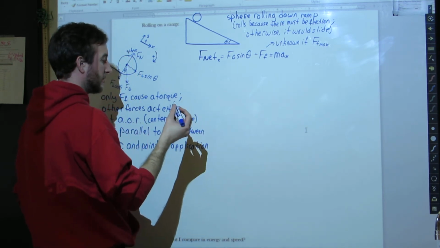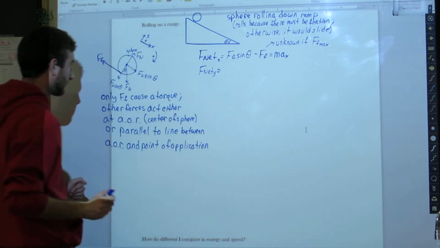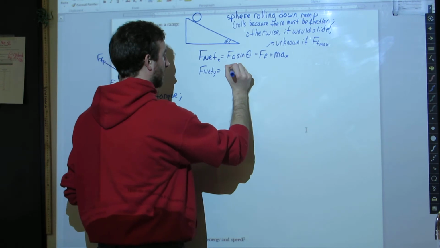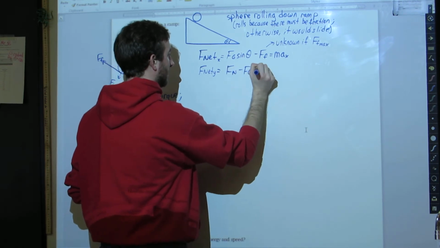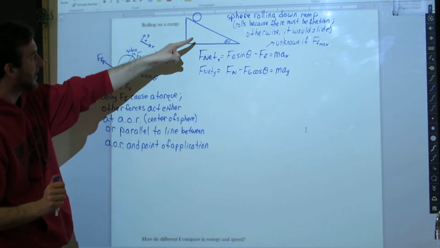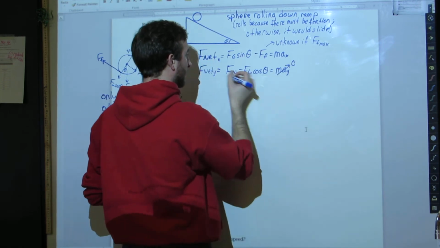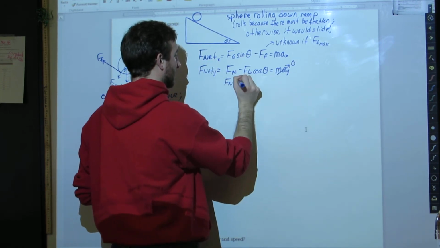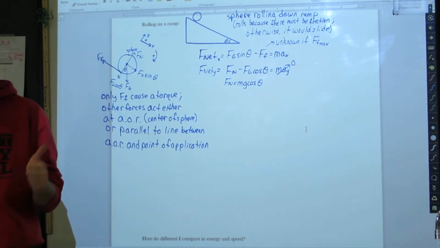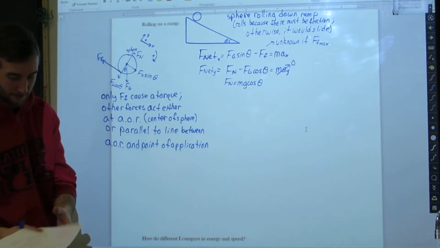Okay, let's go on to the F net in the y direction. Very standard. We have normal force minus Fg cosine theta. We know that's equal to m a_y. We know this object is not accelerating perpendicular to the ramp. This must be 0. We get Fn equals mg cos theta. There's our net forces in the two directions. Now we just need the net torque.